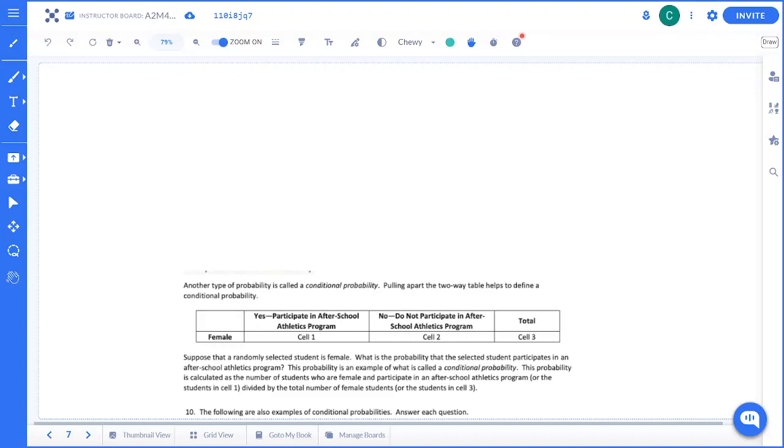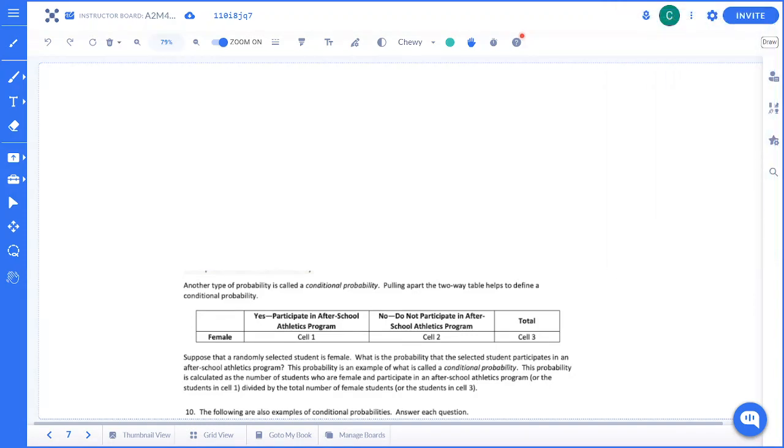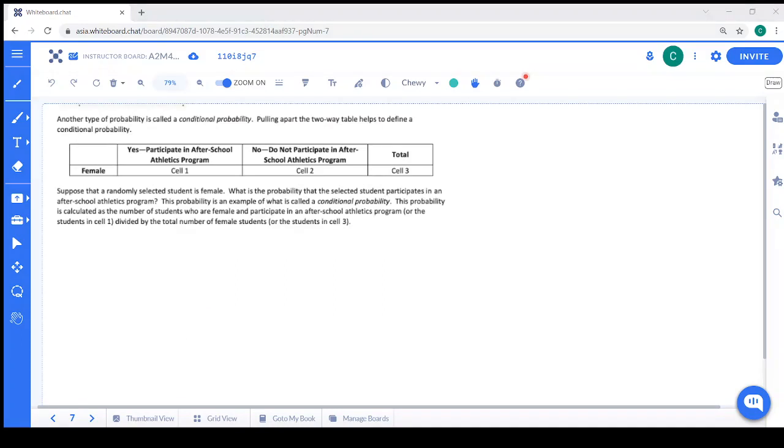Okay. Page 7. I'm going to have to pause this and try and figure out what is going on with everything. Okay guys, sorry about that.